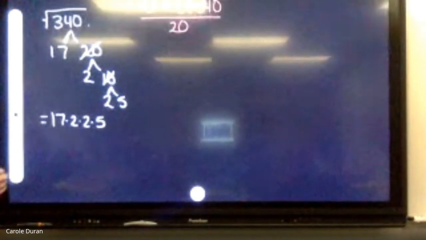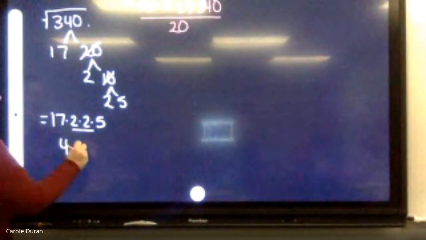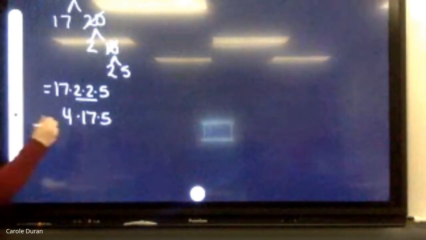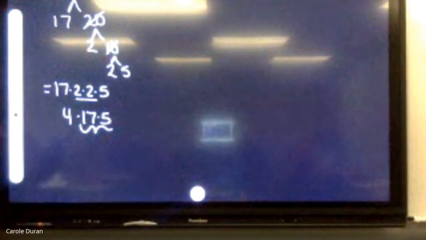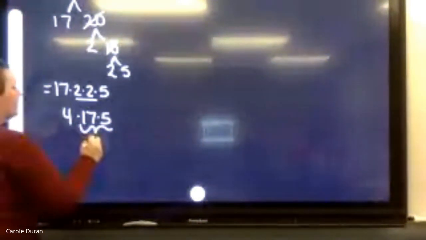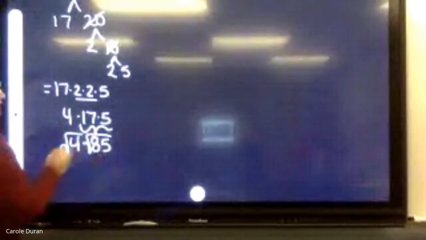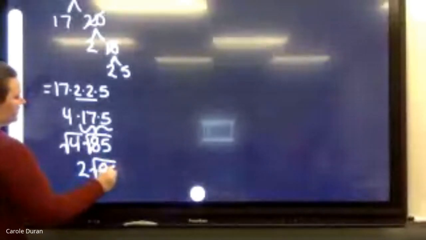Okay, so I noticed that I can put 2 and 2 together to make 4. And then I have 2 stragglers, 17 and 5. I can go ahead and put those stragglers together just to make my life a little bit easier. And I get 85. So I have 4 times 85. I square root both of those. Square root of 4 is 2. Square root of 85 stays because there's nothing perfect square-wise I can take out of that.